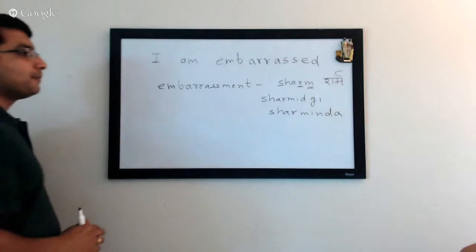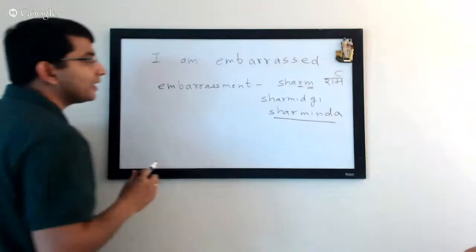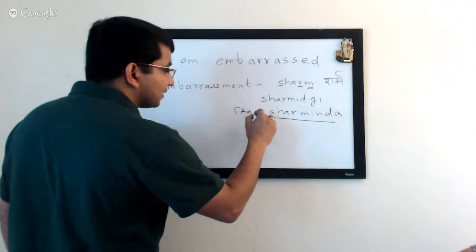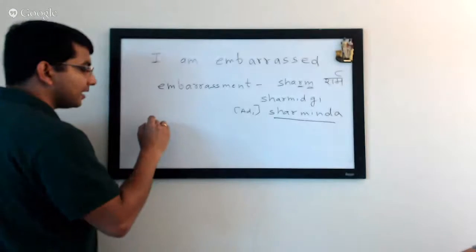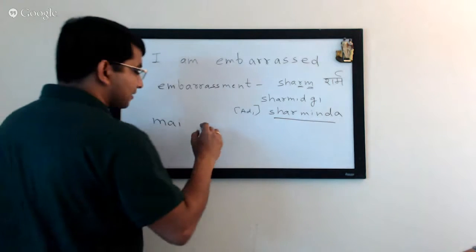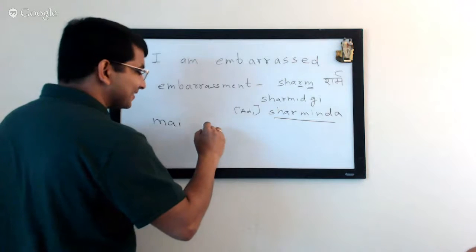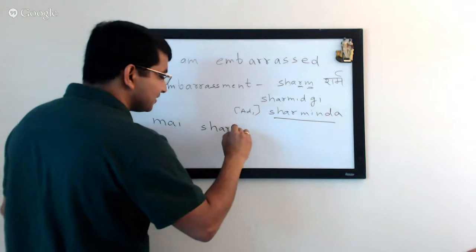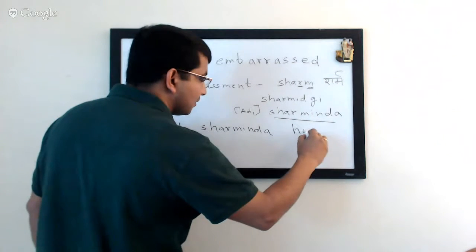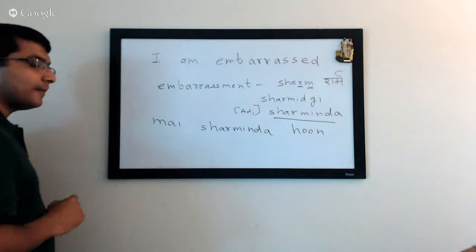Okay. So when you're using it like the first one, मैं खुश हूँ, basically as an adjective, right? You would say मैं शर्म हूँ. No, मैं शर्मिंदा हूँ. Oh, okay, sorry. मैं शर्मिंदा हूँ. I'm embarrassed.